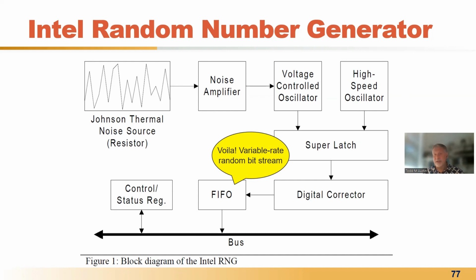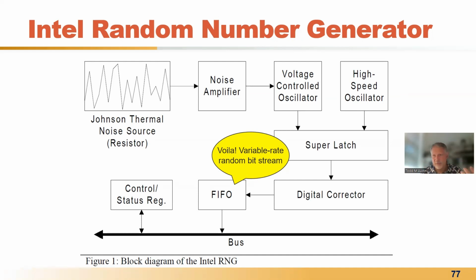So what you're going to do is set up a pseudo random number generator, like a Mersenne Twister, for example. And then every time there's something in the FIFO, you're going to pull that out and reseed your pseudo random number generator. And then the pseudo random number generator is going to spit out numbers at whatever rate you want.